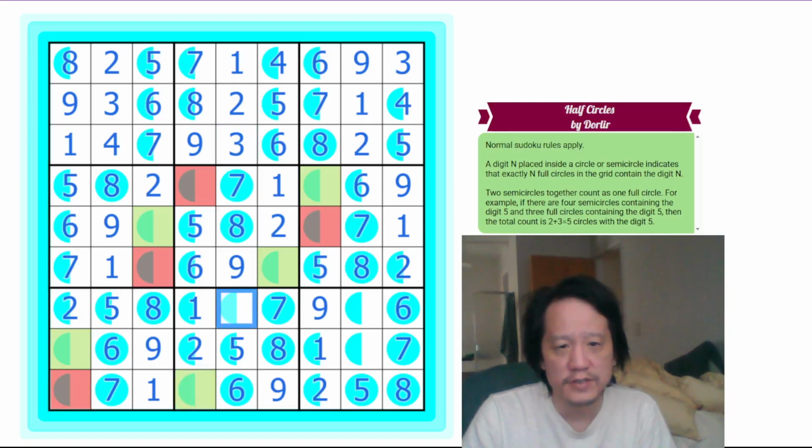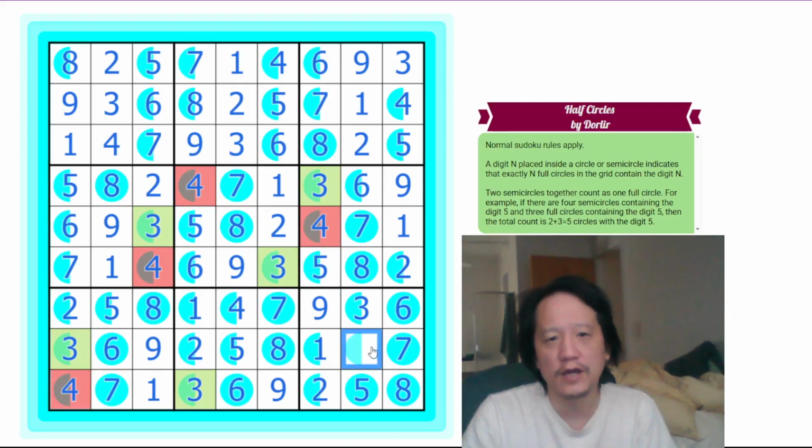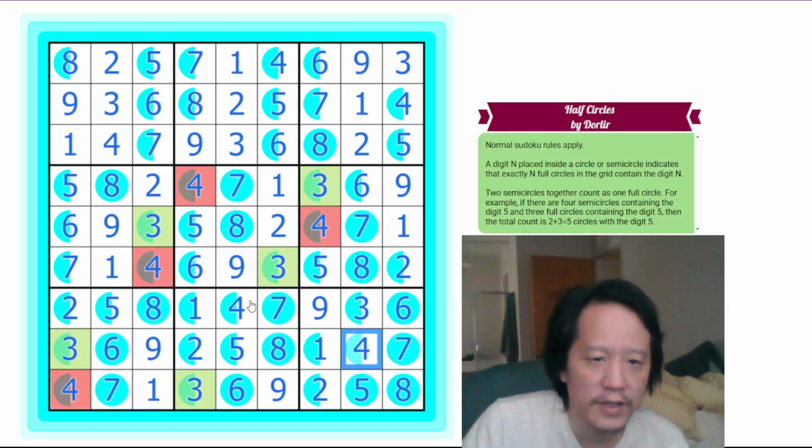This 3 means this can't be 3. So this must be 4. Therefore, the greens are 3 and the reds are 4. This 4 eliminates 4 here, so that's 3 and 4. And that's a solution.